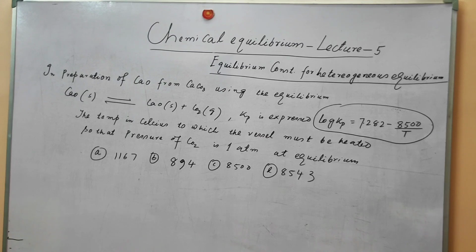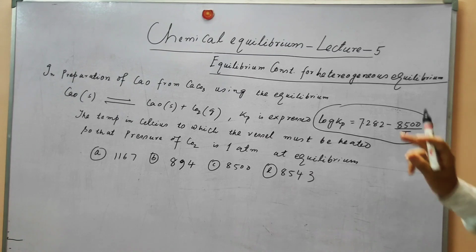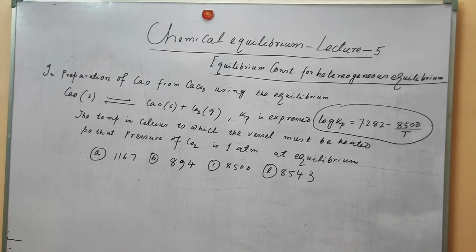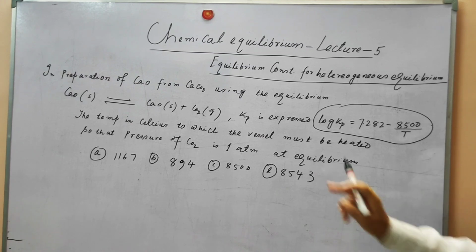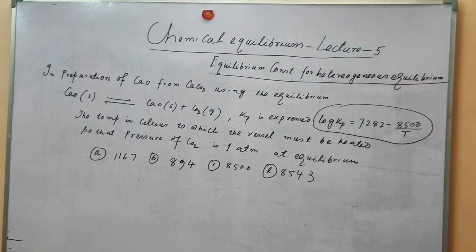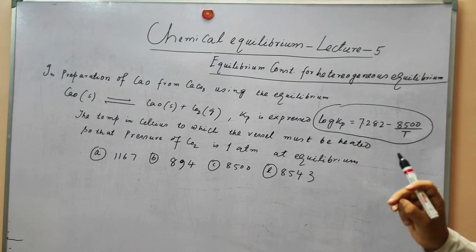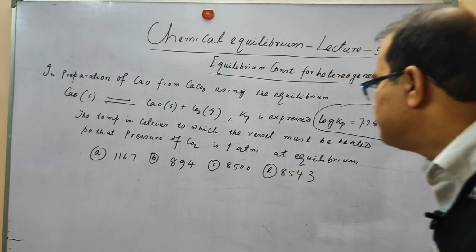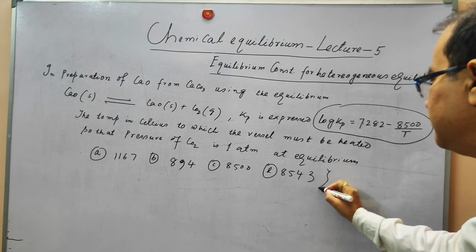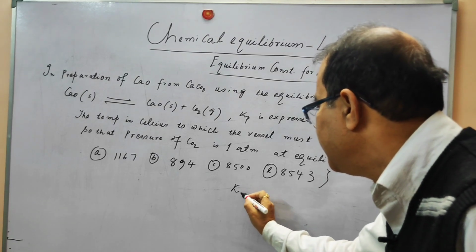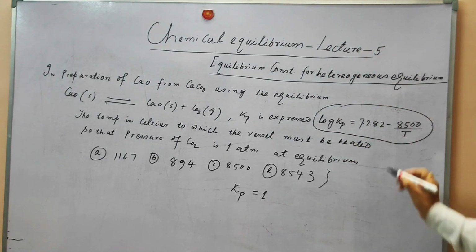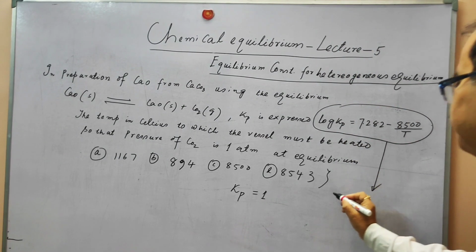So what will be there? We have to first understand the Kp. From this numerical, you have to understand the Kp, because we know when we make the equilibrium expression, what we found? The Kp will be the pressure of the gas. The pressure of the gas is 1 atmosphere. So we can say here Kp is 1 atmosphere.